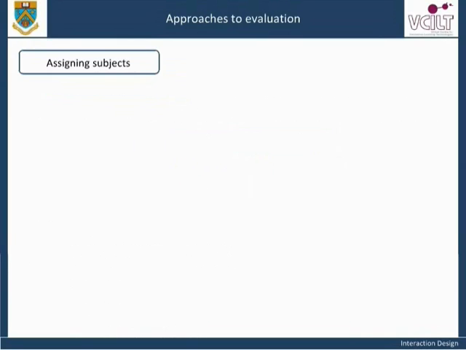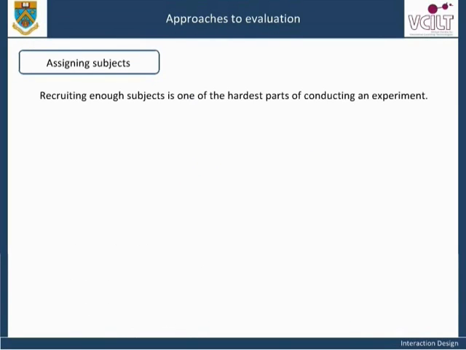Assigning subjects. Recruiting enough subjects is one of the hardest parts of conducting an experiment. Typically, at least 10 subjects are needed per condition to provide statistically significant results that we are pretty sure could not have happened by chance. For the more complex experiment proposed previously, this would require 60 subjects, and attracting so many potential subjects usually requires some incentives such as cash or unit credits for students.